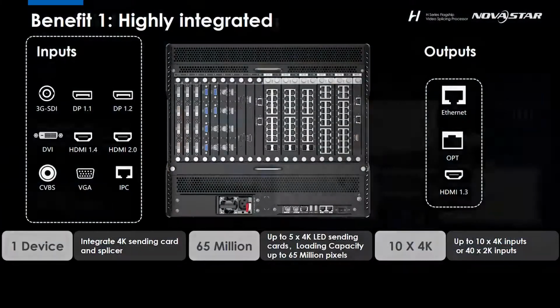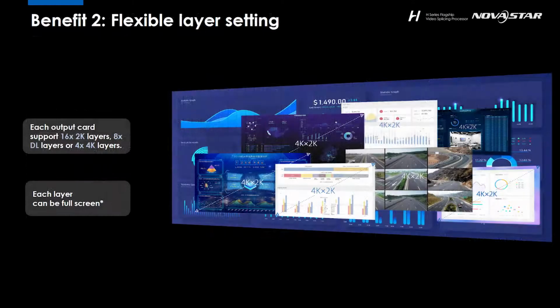Darren, I think you must have bumped into some situations when you got to open up several layers and put in different video sources, right? Yes, of course. Nice. So here comes benefit 2, flexible layer setting. Each of our sending daughter cards on the H9 supports 16 2K layers, or equivalently 4 4K layers. Each layer is able to go full screen. Okay, so each daughter card supports 16 layers. So totally the H9 supports 80 layers.